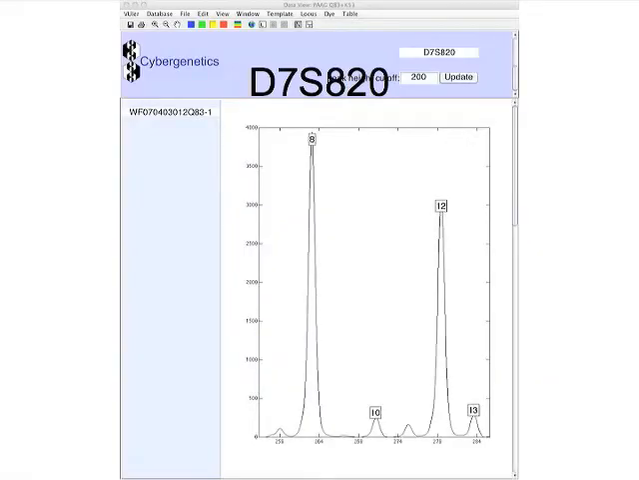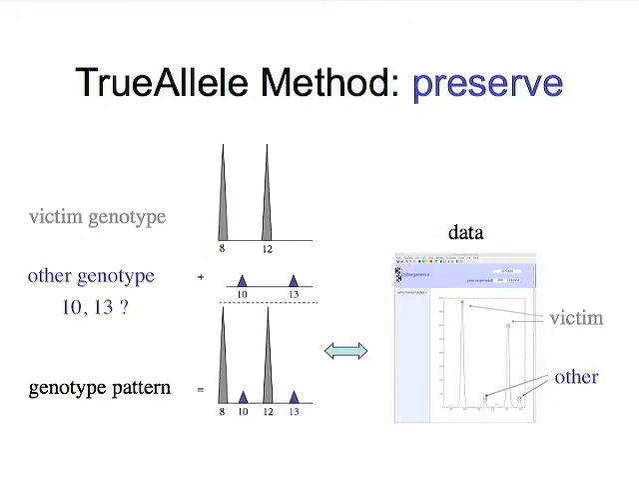So this is one of the 13 CODIS loci in the case. What you'll see on the x-axis is the length of the DNA fragment, and on the y-axis is the quantity of DNA at each of these alleles. The 2 tall peaks correspond to the victim, who's over 90% of the 2-person mixture. And then the question is, where in all this data might there be the genotype of this unknown second contributor? And there might be more than one possibility. The quantitative approach is to use all the data.